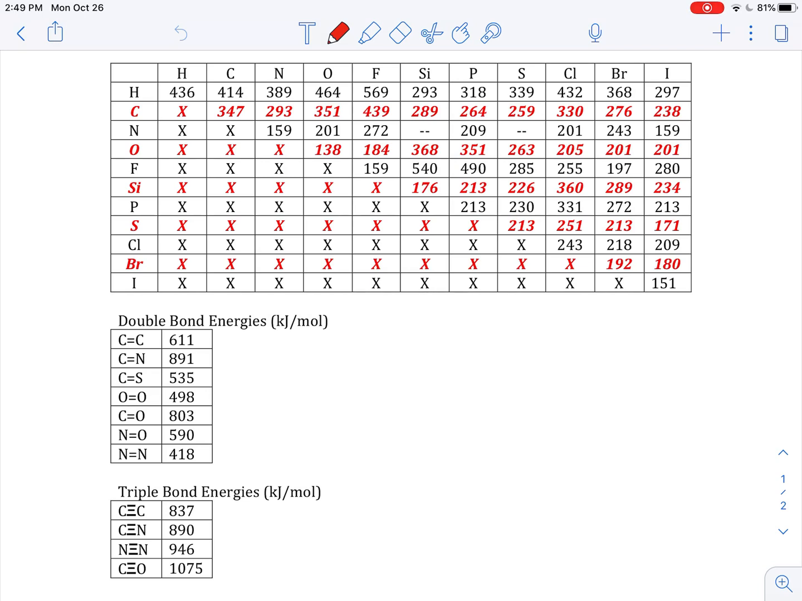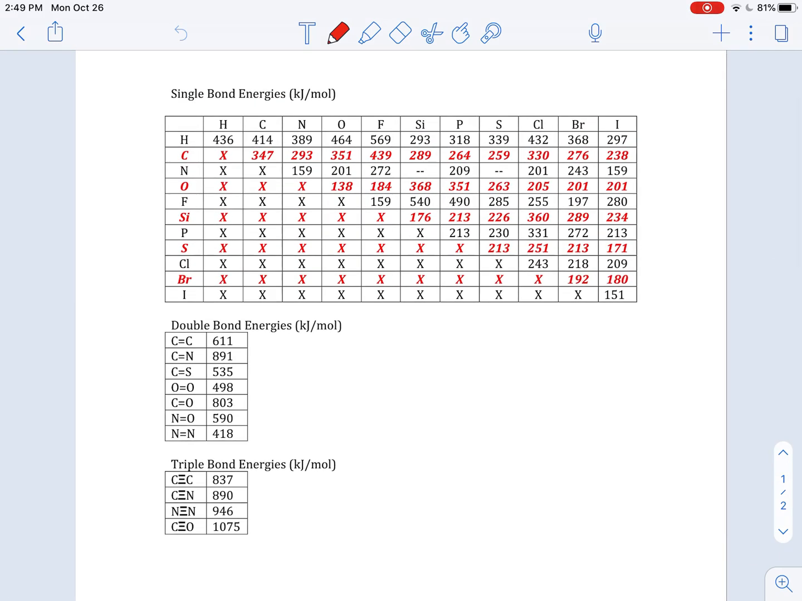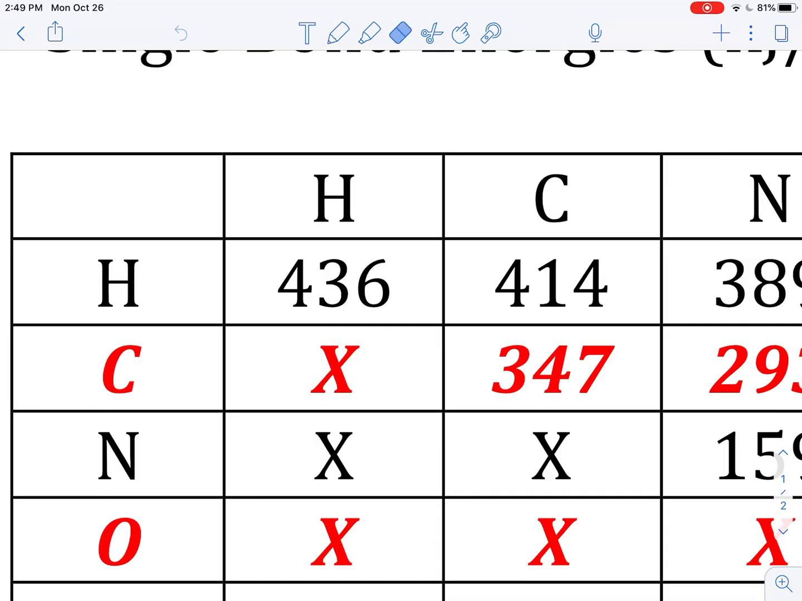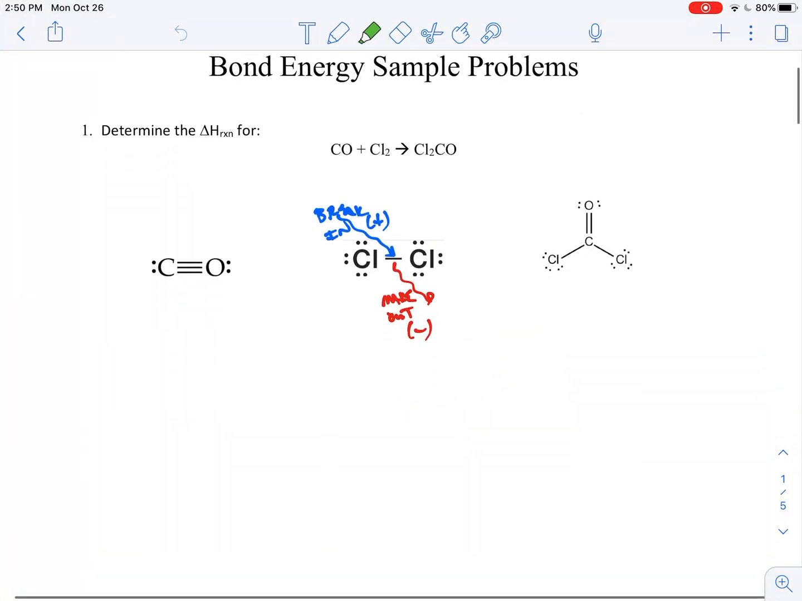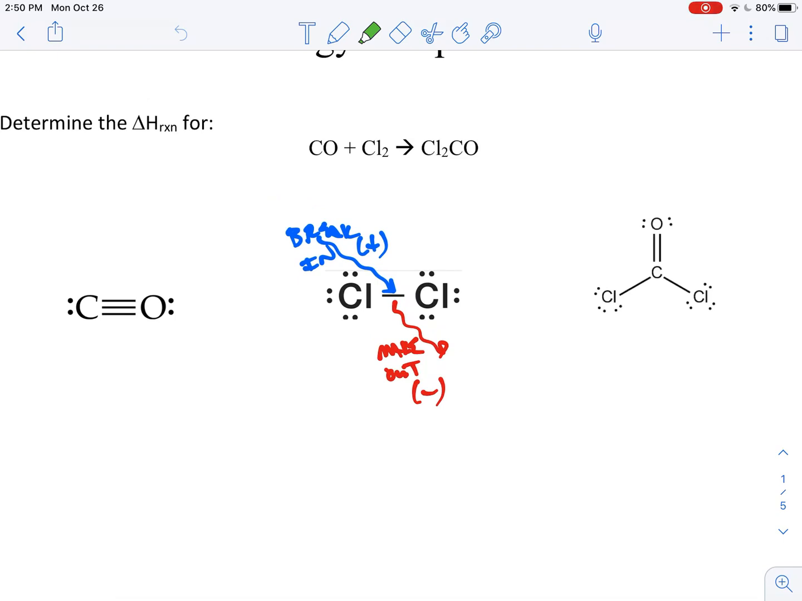So my recommendation is that you use only this source to do these problems, or use the information that's given to you in the problem. You don't have to memorize any of these numbers. If you are trying to break a hydrogen-hydrogen bond, it is going to cost you 436 kilojoules of energy. If you are making the same bond, you will get 436 kilojoules out of it, or it'll be negative. So really the question is, can you add up the amount of energy it took to break everything, add up the amount of energy it took to make everything, and then compare those two amounts?